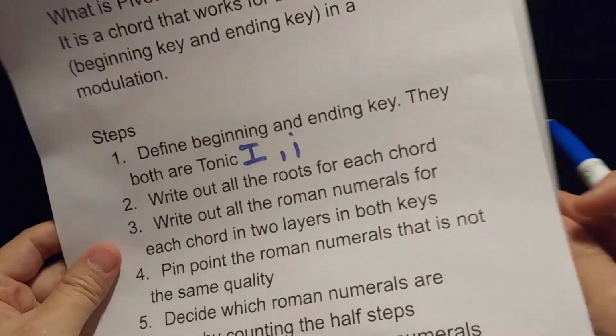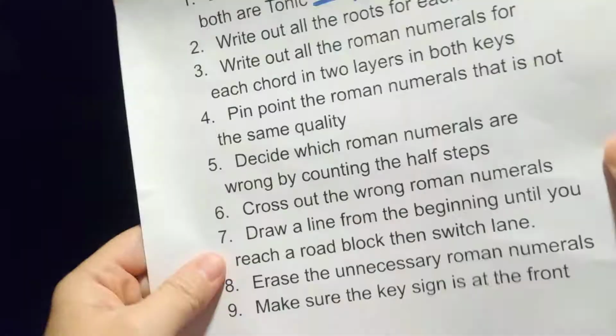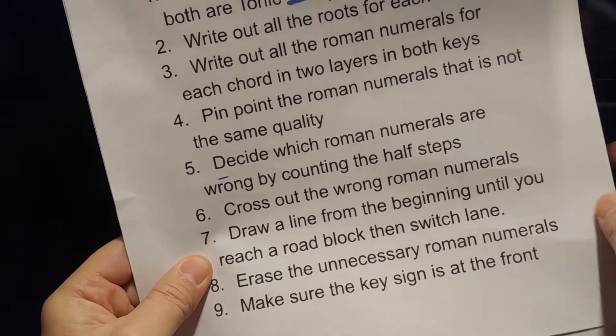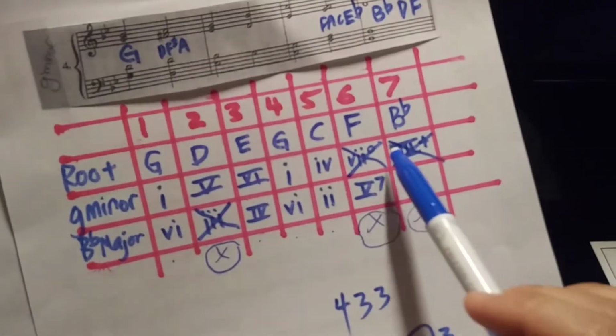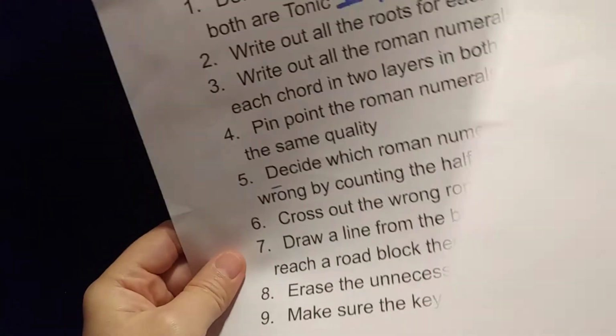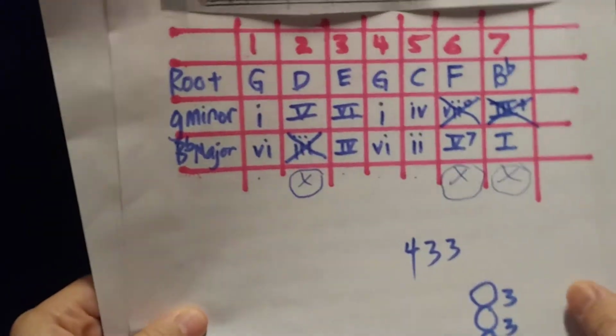So now we already decide. Number 5, decide which Roman numerals are wrong by counting the half step. We just did it. So this Roman numeral is wrong, this one is wrong, that one is wrong. Okay, then we also do number 6, cross out the wrong Roman numerals. We just did it. 3 crosses over here in this example.